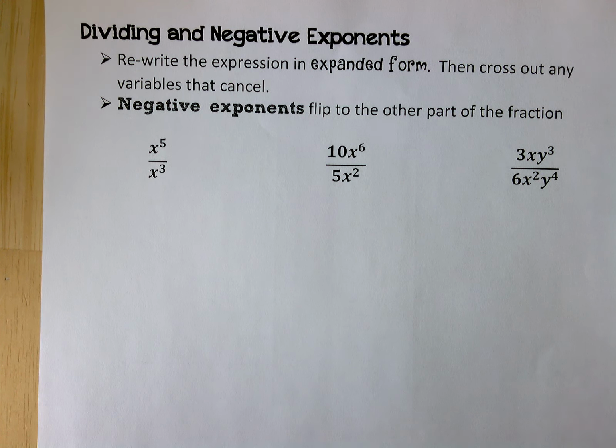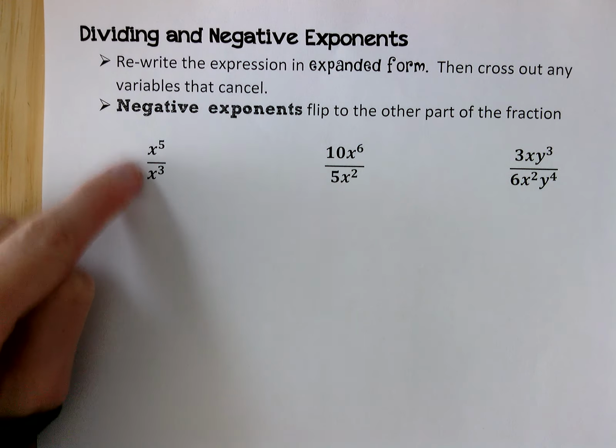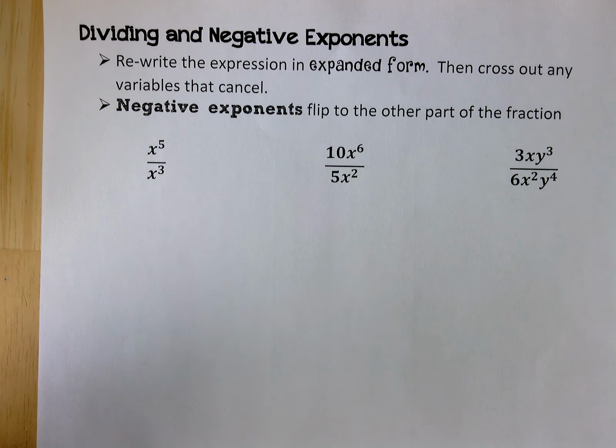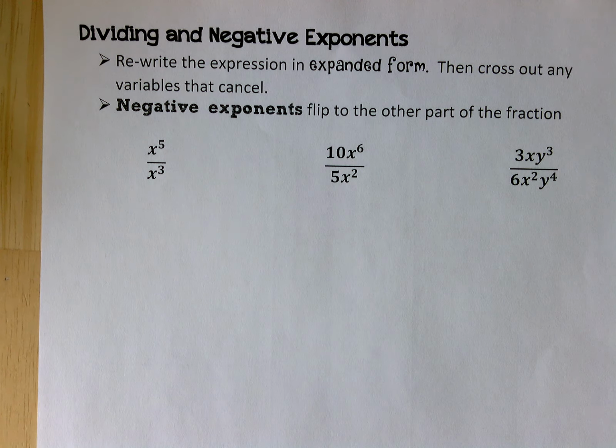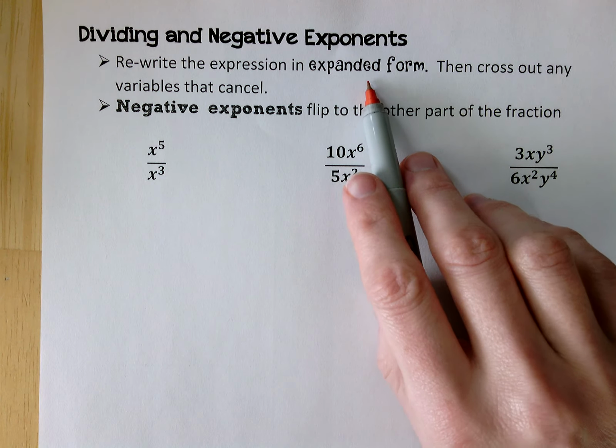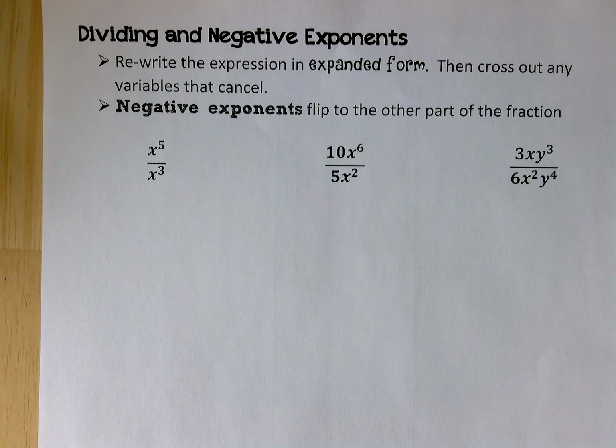So we've already looked at when you multiply two things that have exponents, or when you have something with an exponent and you raise it to an exponent. So now we're going to look at what happens when you divide two things with exponents, and what happens if you have a negative exponent. Okay, so let's take these a piece at a time. We're going to do the same thing we did before. We're going to rewrite the expression in expanded form, and we're going to cross out anything that cancels.